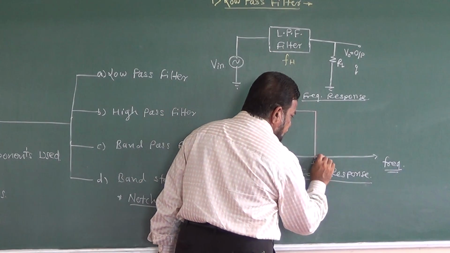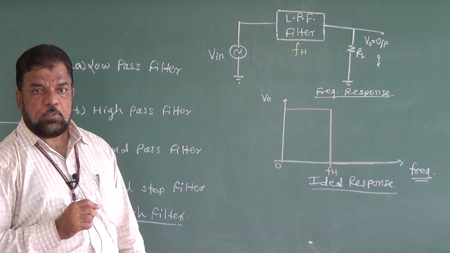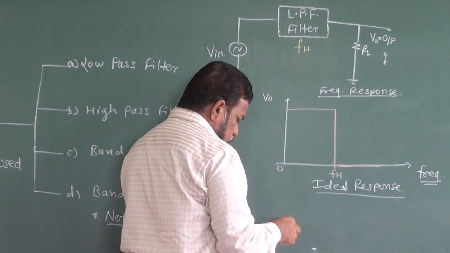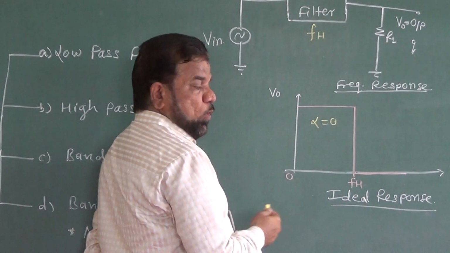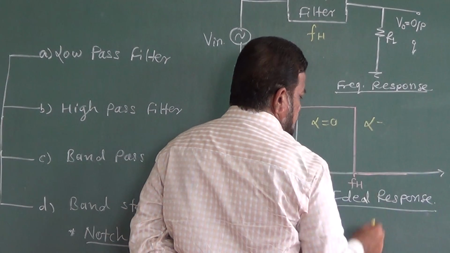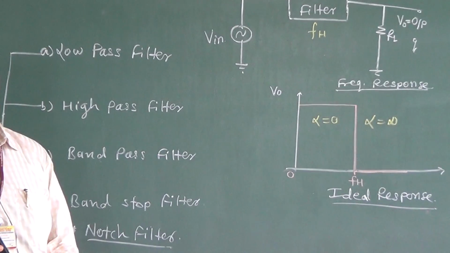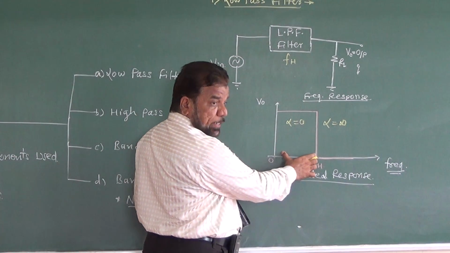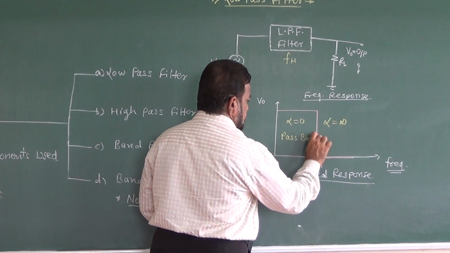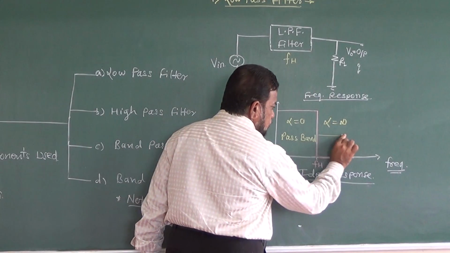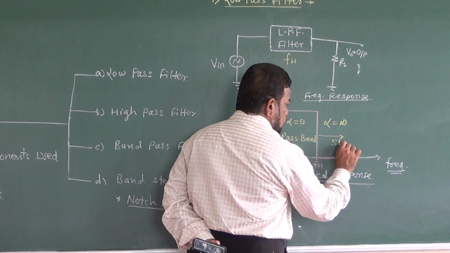And above FH, whatever the output is there, that output is 0. Clear? That means in this range, whatever your alpha is, this alpha is 0. Whatever the frequency range above FH, that frequency range corresponds to alpha equal to infinite. So this range of frequencies is the pass band, whereas above FH, whatever the available frequency range is, that results in a stop band.